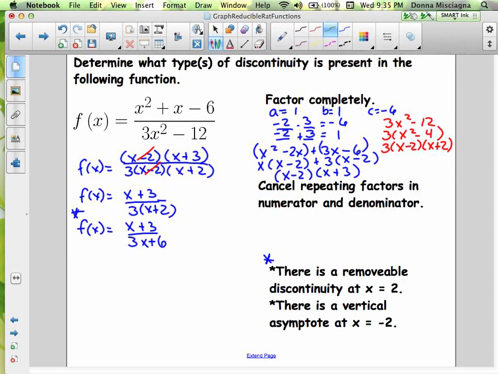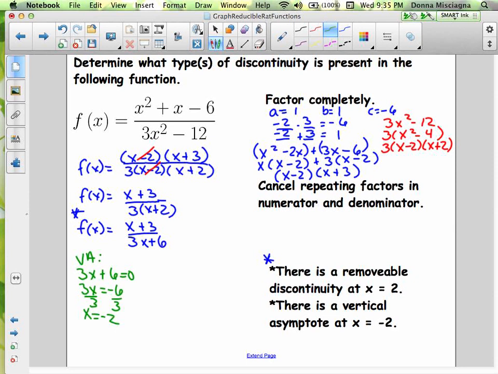So vertical asymptote, we set the denominator equal to 0. And it's the denominator of the reduced function. So 3x plus 6 equals 0. Subtract 6, we have 3x equals -6. Divide by 3, and x is -2, and that's our vertical asymptote.